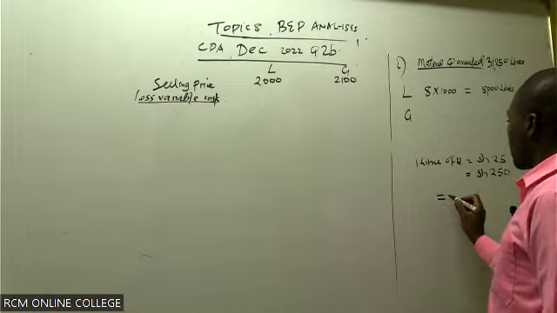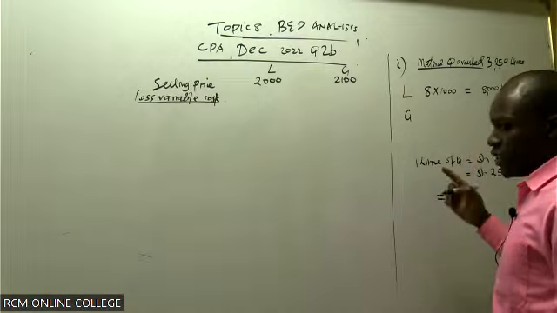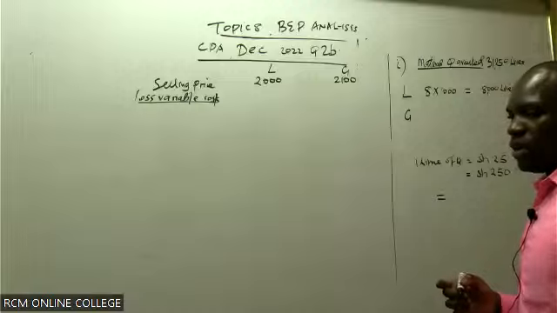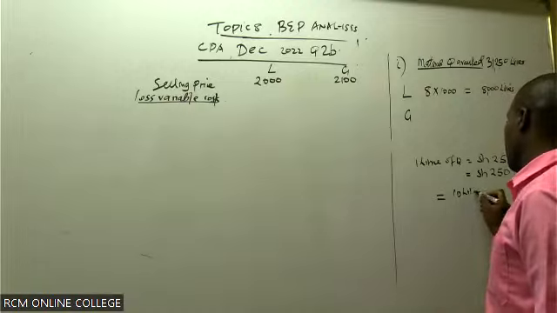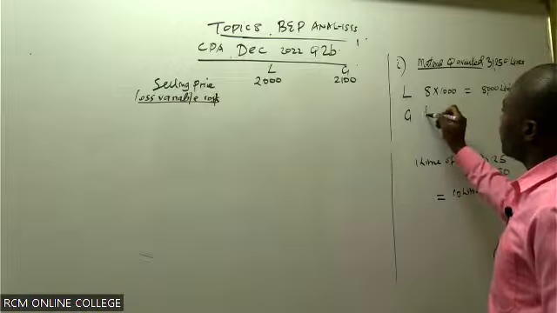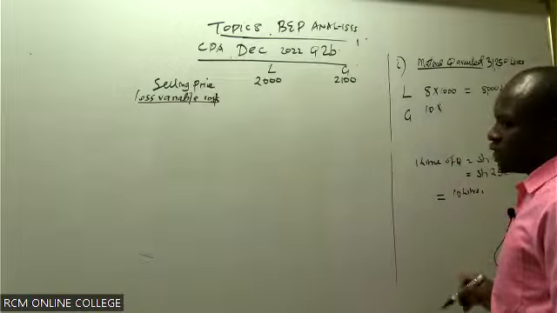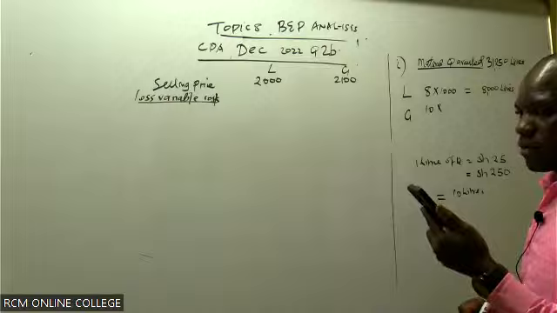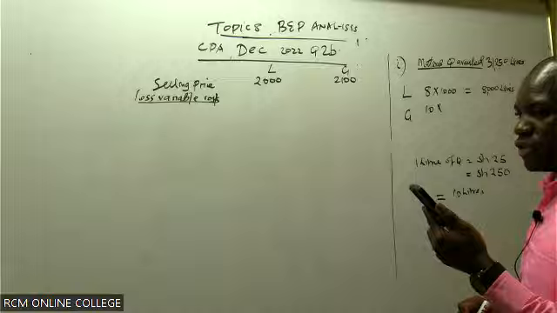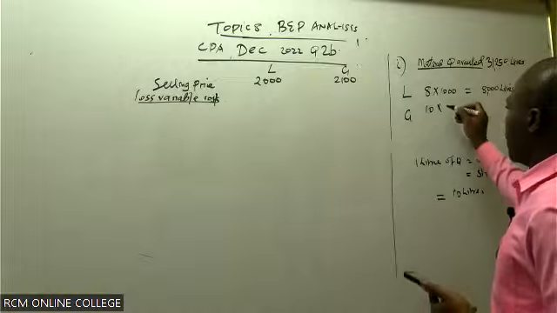So how many liters do they need to produce 1 unit of G? 10 liters. They need 10 liters to produce 1 unit of G. But what is the demand as per the market? What is the demand of G? The market is demanding 3,000.